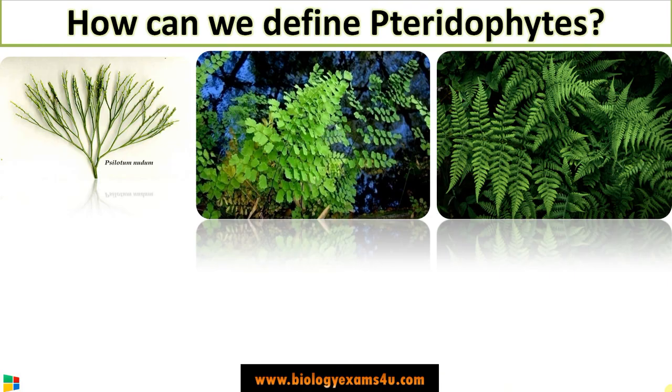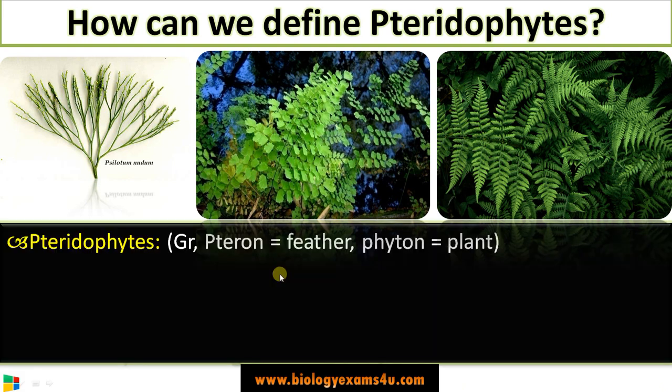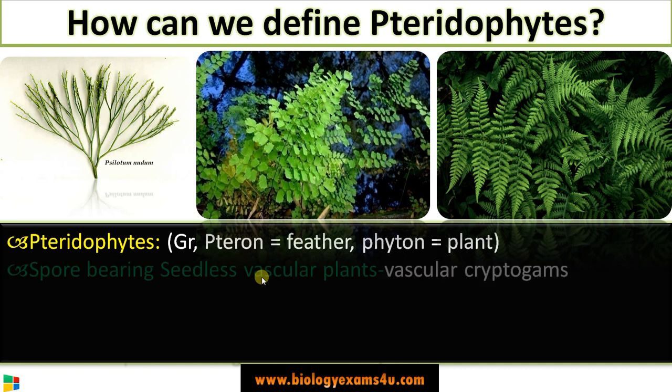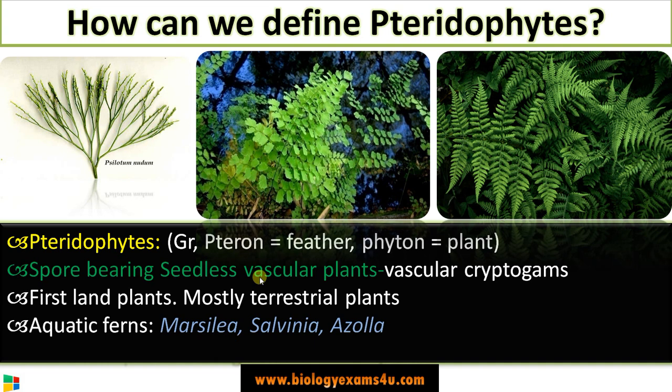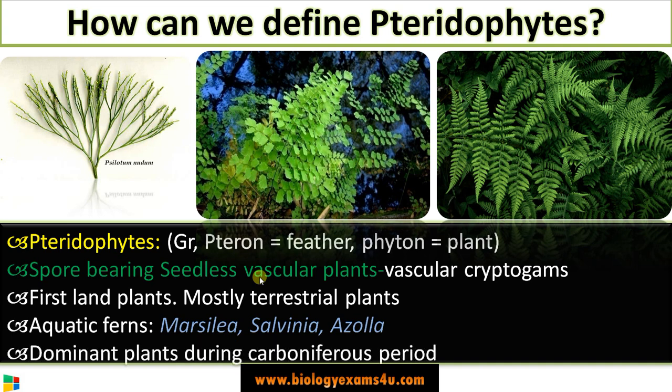How can we define pteridophytes? Pteridophytes, as you see, are beautiful plants. The word pteridophytes is derived from a Greek word pteron, which means feather, and phyton means plant, or feather-like plants. They are spore-bearing, seedless vascular plants, or can be called vascular cryptogams. They are the first land plants and mostly terrestrial, but some are aquatic like Azolla, Salvinia and Marsilea. They were the dominant plants during the Carboniferous period.